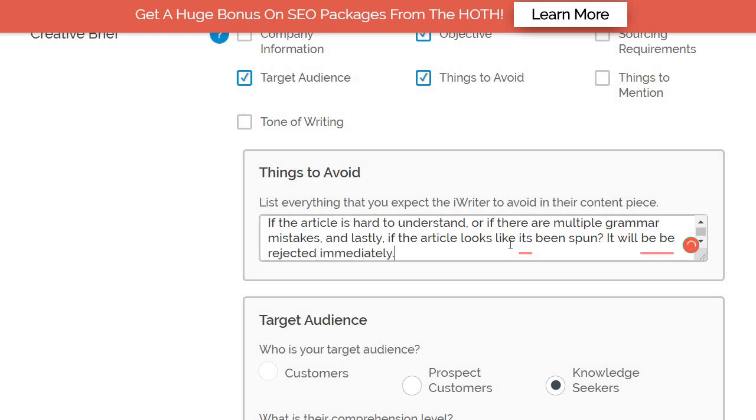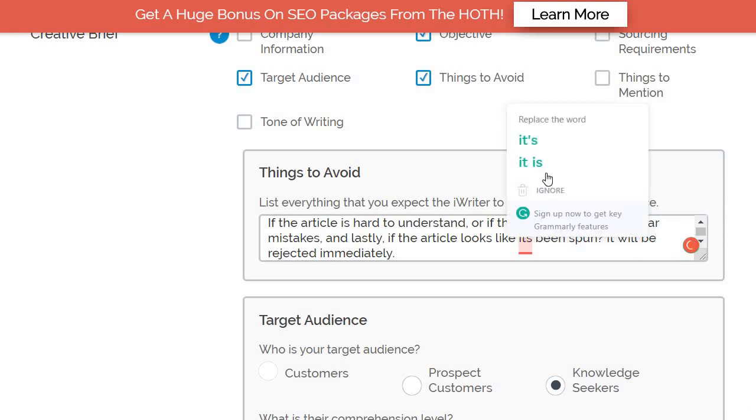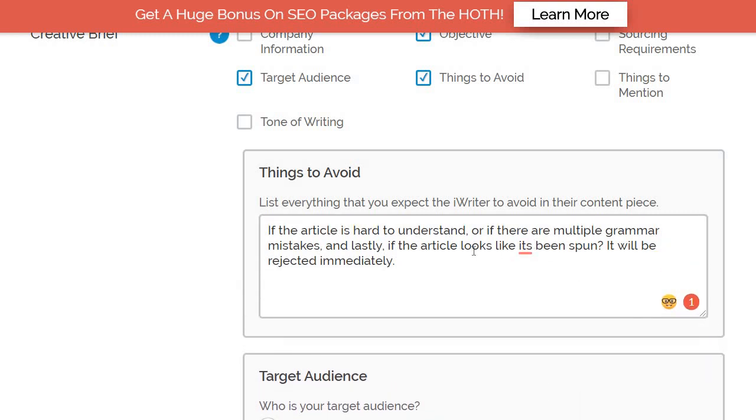The thing I like about Grammarly is you can just spell everything wrong and then go and fix it after. It has been spun, look like it's been spun. Grammarly, I think you need to check yourself. Looks like it has been spun.